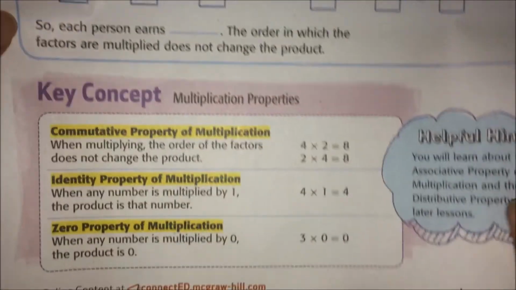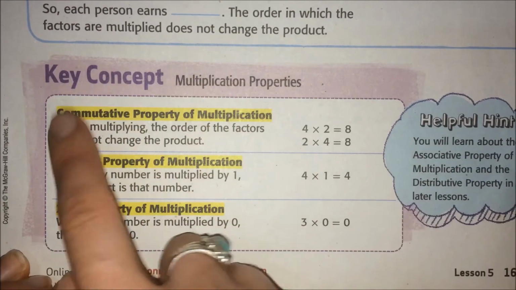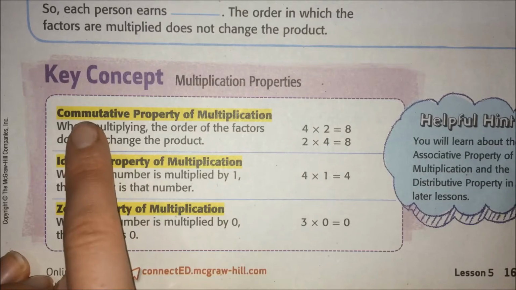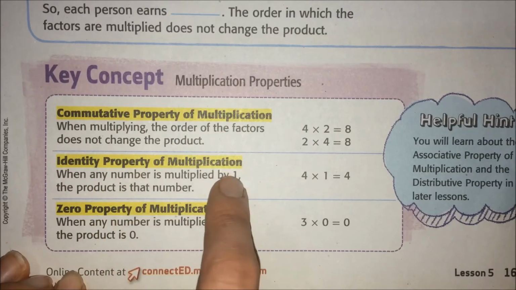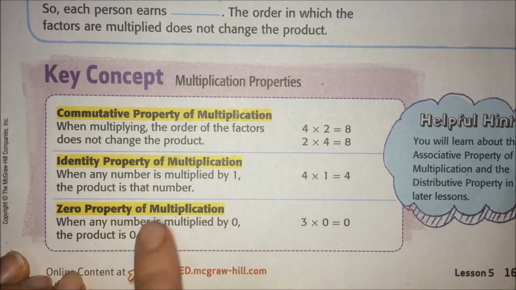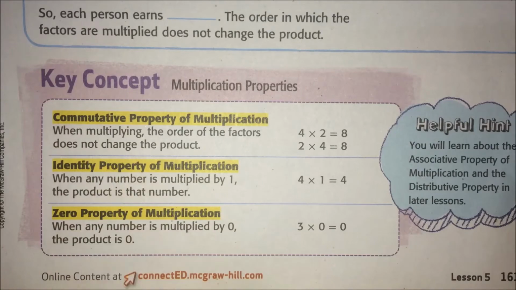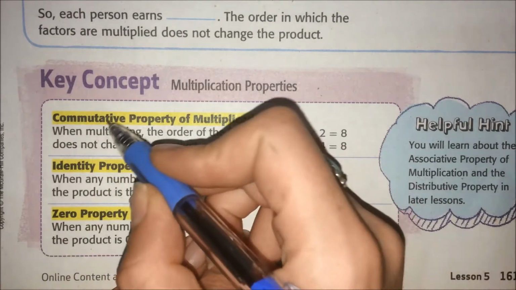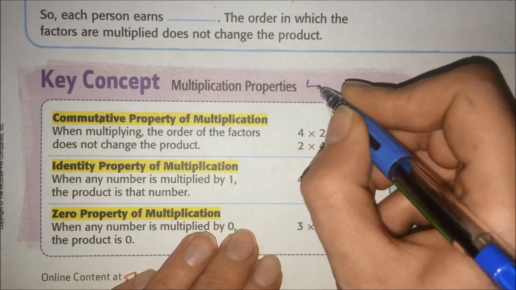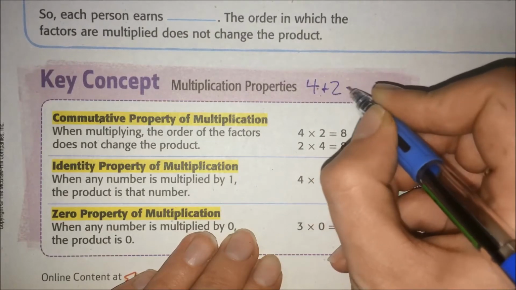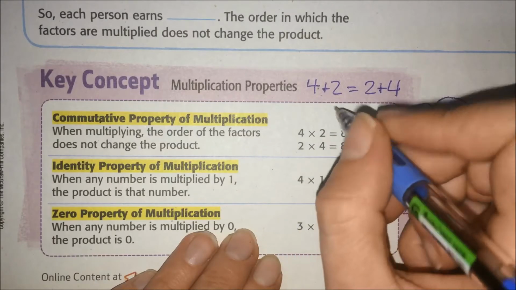For this lesson, we have a key concept box, just like the one in Chapter 2, and we have some properties: commutative property of multiplication, identity property of multiplication, and zero property of multiplication. Well, we know these two from addition and subtraction, remember? So let's try to think. If we had commutative in addition, that would mean that 4 plus 2 is equal to 2 plus 4. Let's see if it's similar.